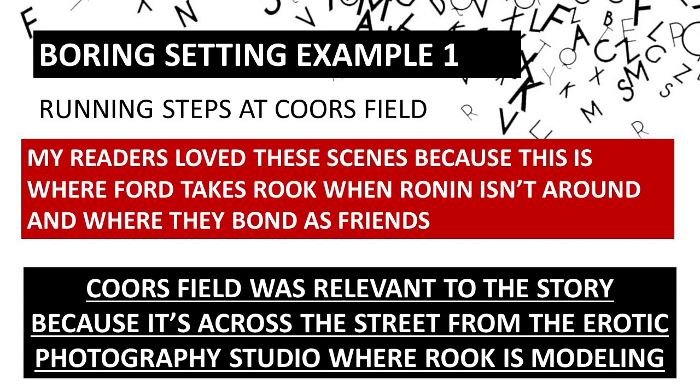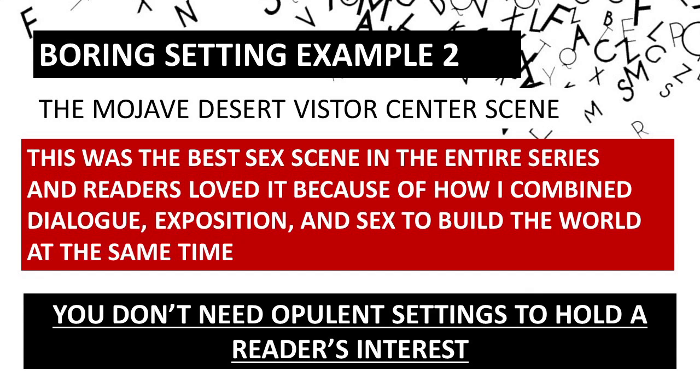And Coors Field was relevant to the story because they're living in this neighborhood, and Coors Field is across the street. Like, you can hear the ball game, and, you know, it's an up-and-coming area, so it's not really a great area in some parts. And the erotic photography studio is right there, immersed in that neighborhood. So that would go with local color and culture, right? So I had to find a way to build up the world, and I used Coors Field to do it. Just because it was next door, it's a good place for Rook and Ford to get away from Ronan, right? Sneaky.